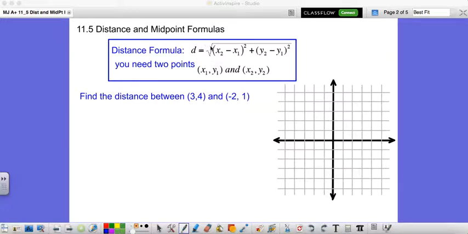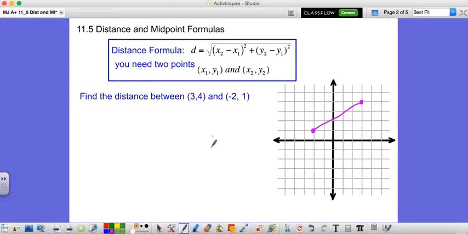The distance is equal to the square root of the difference in the x's squared plus the difference in the y's squared. So here we're asked to find the distance between 3, 4 and negative 2, 1. So just plotting these points, 3, 4 and negative 2, positive 1. We're asking what is this straight line distance?